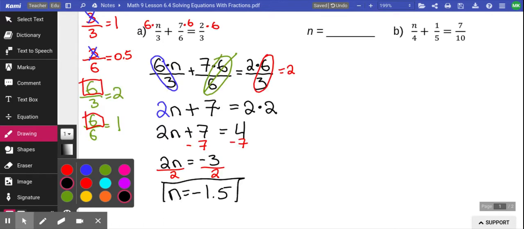Remember, stay organized, right? I show my work, and then I rewrite things out, and I show my work, and I rewrite things out, and so on and so forth.